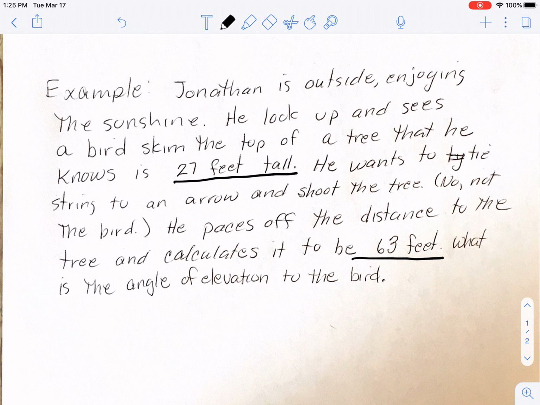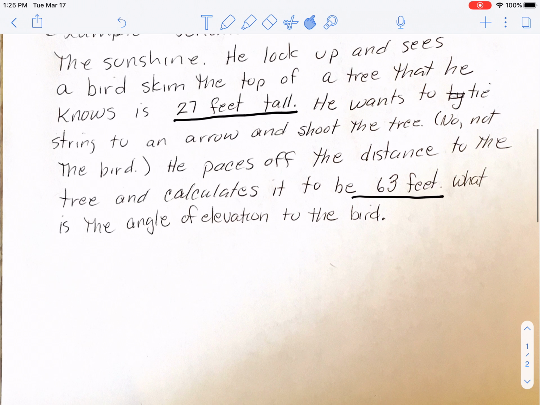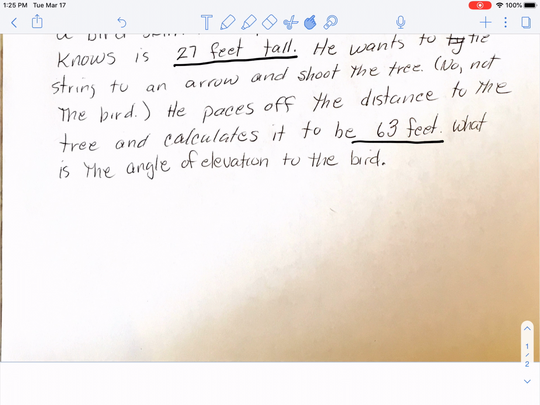So let's draw ourselves a picture. The key to all of these, folks, is to draw yourself a picture. So here is where I'm standing. Here is my tree. This is the only kind of tree I can draw, so this is what you're getting.